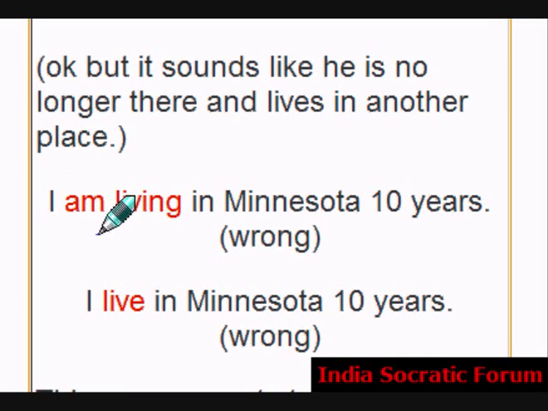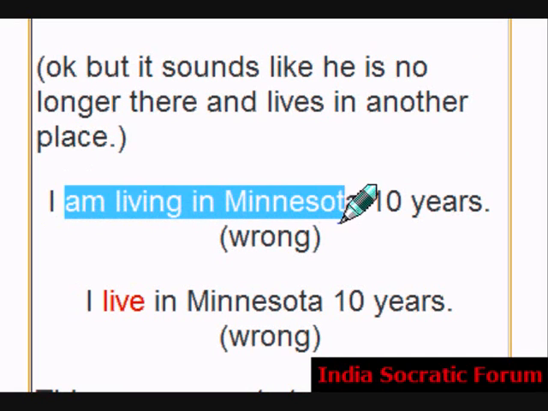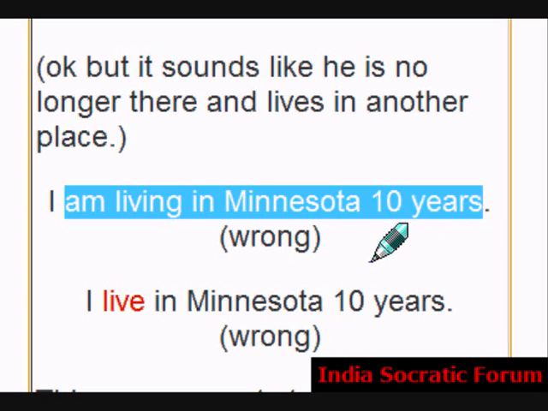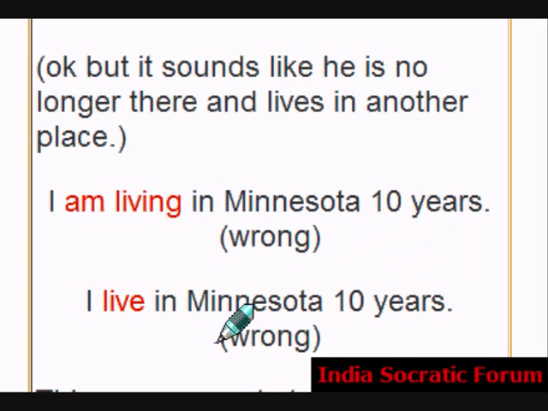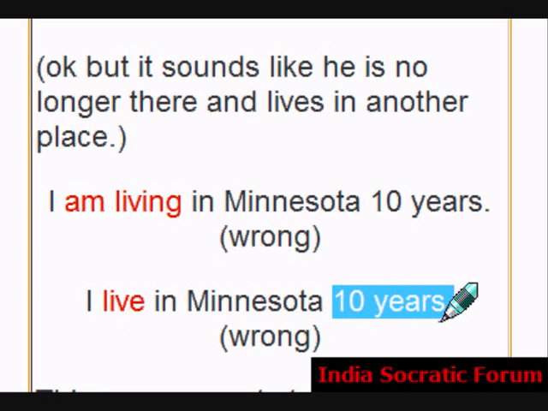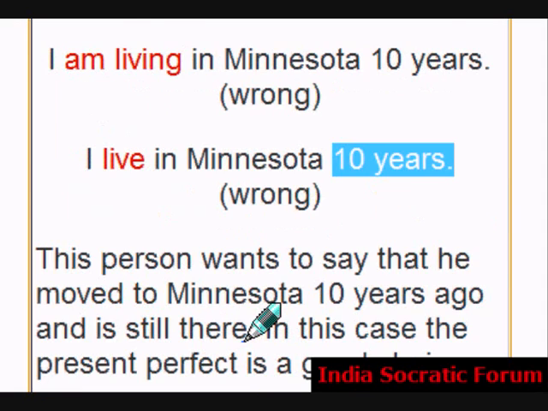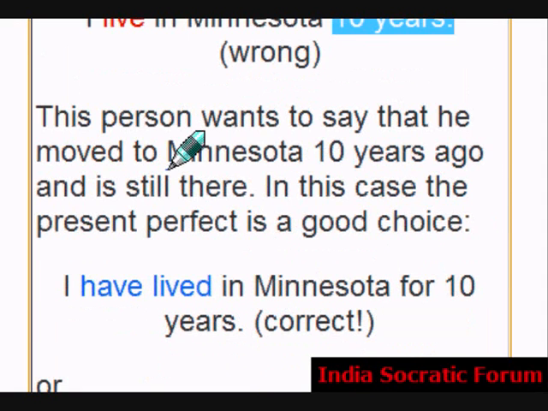Here, I am living in Minnesota 10 years. Wrong. I live in Minnesota 10 years. Wrong. Basically, this person wants to say that he moved to Minnesota 10 years ago and is still there.